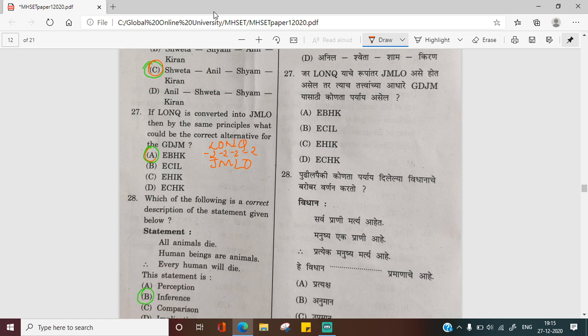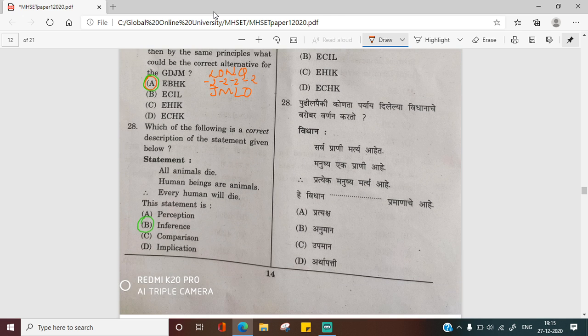The answer will come as A, because E, F, G is missing, B, C, D, H, I, J, and K. After K, L comes, then M comes. So everywhere, what is happening is you just have to skip one term and go one term backward.